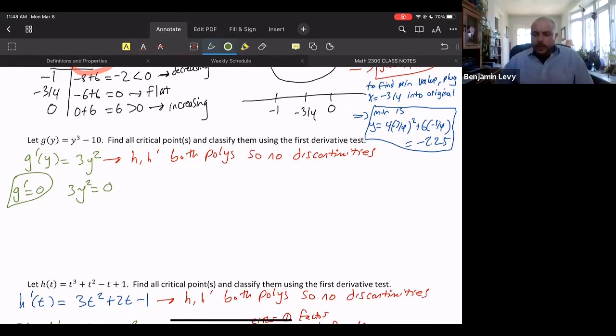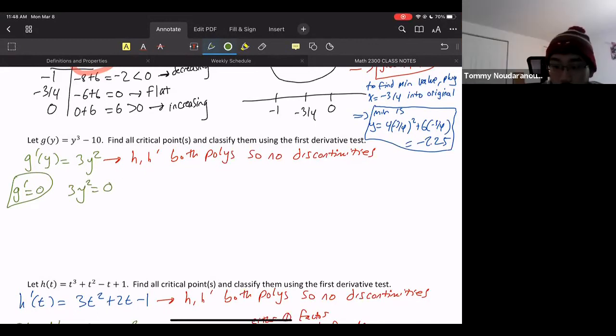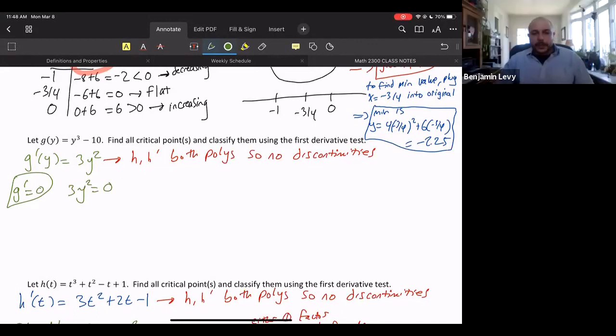What would you have to plug into y in order to get a 0 there? 0. Just 0 itself, right? The only time you can multiply or raise things to powers and get 0 is if you have a 0. Just to be clear, sometimes people get confused. If you divided by 3, you'd get y squared equals 0. If you took a square root, you'd get y equals plus or minus 0. So you can think about it using normal techniques as well. Anyway, only one critical point, at y equals 0.